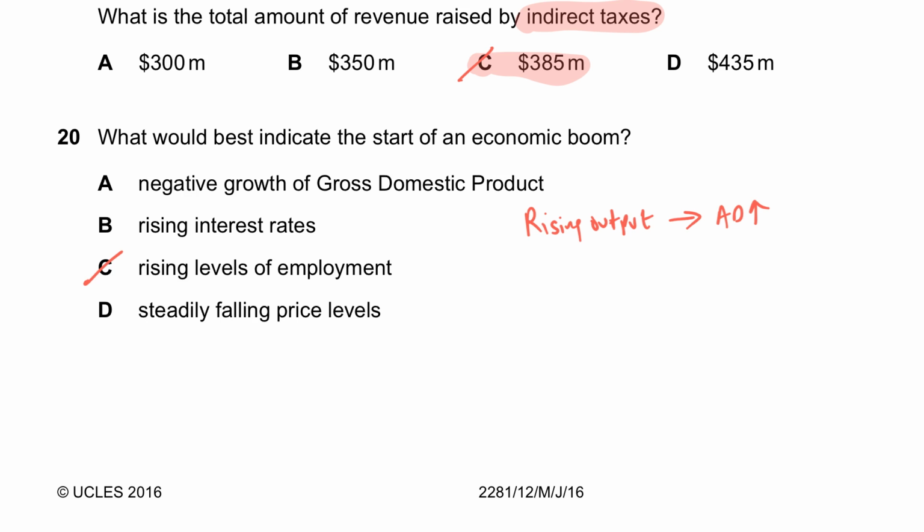Another answer, which could be a possible answer, could be B, rising interest rate, because when an economic boom is happening, there would be more demand for loans. But more importantly, C would make more sense. There is a rise in employment.